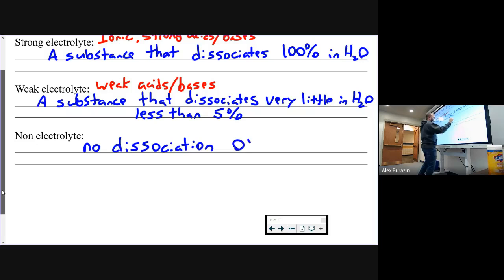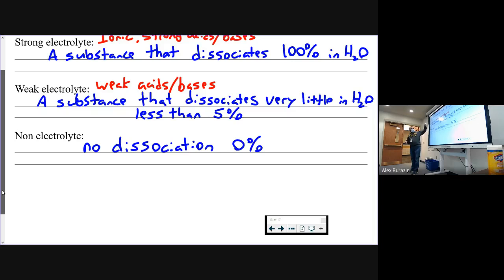Okay? 0%. An example of a non-electrolyte is sugar. If you take sugar, sucrose, and dissolve it in water, that entire molecule dissolves. It doesn't break apart. It doesn't dissociate at all. Sugar is a non-electrolyte. The whole molecule, when in water, stays together as the whole molecule. Every single one of them. None of them dissociate.